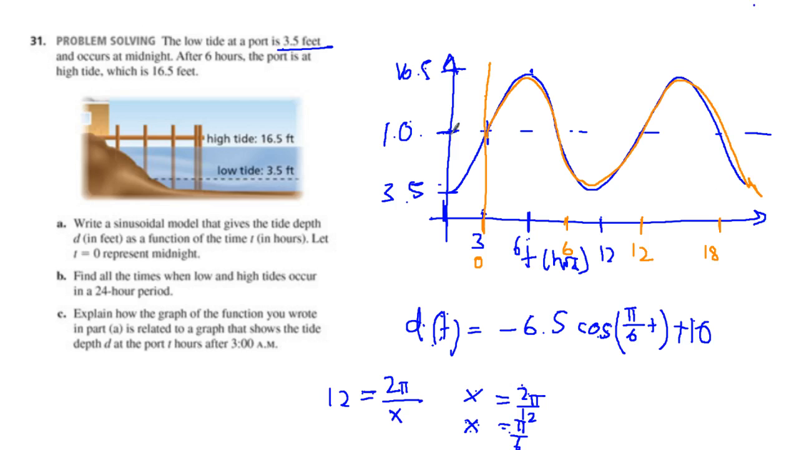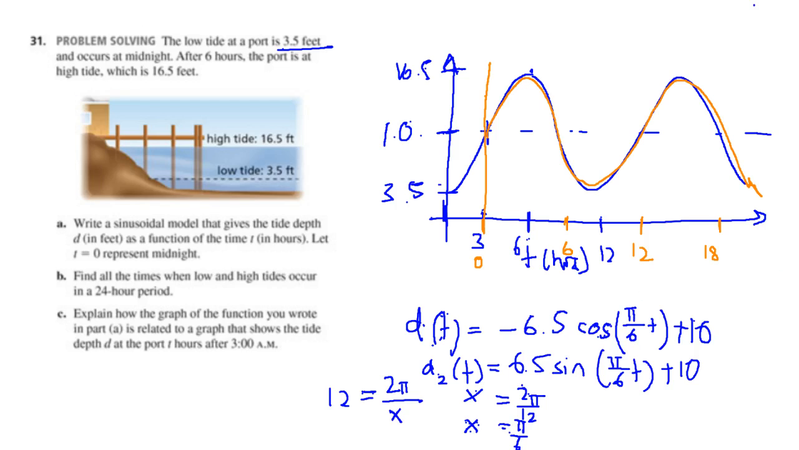So it starts right here, in the middle. And what graph has that property where it starts in the middle and goes up? It's the sine function. That's correct. So we have that other graph, d2 of t, which is actually not going to be negative cosine. It's just going to be sine. So 6.5 sine of pi over 6 t plus 10, and that's our graph.